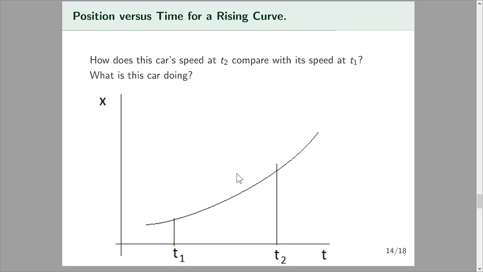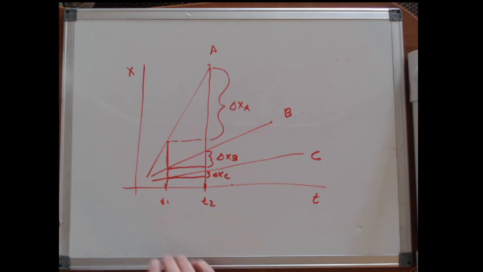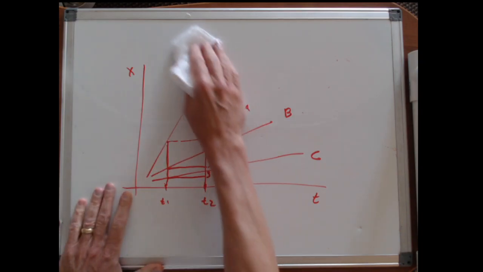So now here's where things get interesting. What can you say about a car if its position versus time graph is doing this? Right? It's curving upward. And so let me draw that on my whiteboard.